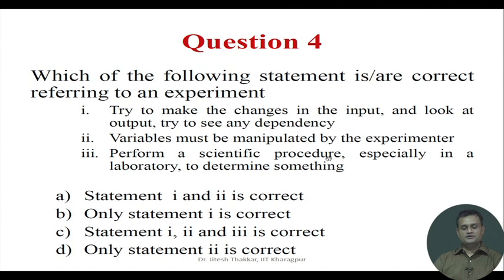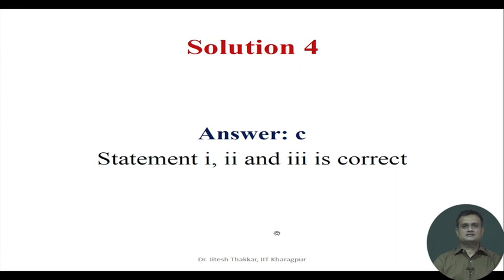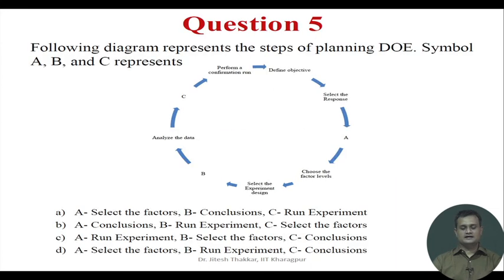Question 4, which of the following statement is or are correct referring to an experiment? 1, try to make the changes in the input and look at output, try to see any dependency. 2, variables must be manipulated by the experimenter, and 3, perform a scientific procedure especially in a laboratory to determine something. So, you can see the 4 options on screen and the correct answer is C. That means statement 1, 2 and 3 are correct.